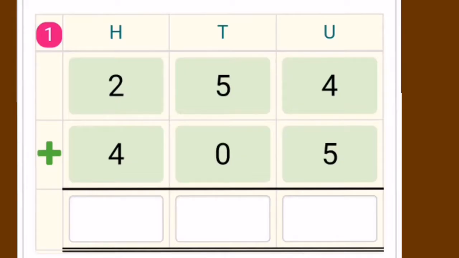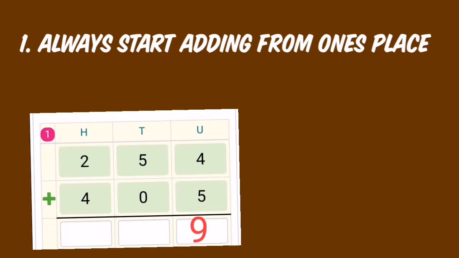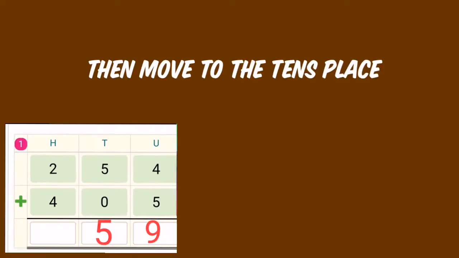I'll take the example of 254 plus 405. Doing an addition, you should always start with the ones place. What is there in the ones place? 4 and 5. So 4 plus 5 is 9. Then move on to the tens place. What is there in the tens place? 5 plus 0. 5 plus 0 is 5.